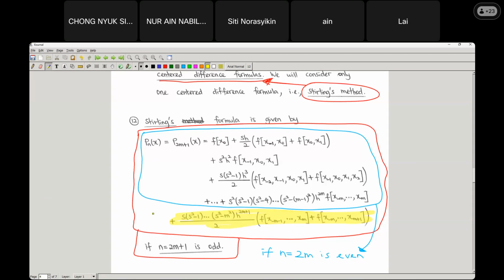okay, I highlight it. This one is only used if your n is odd. We only use the last line of this if your n is odd. But if your n is an even number, we delete the highlighted line. Okay, so I hope that you are clear. Okay, so next.